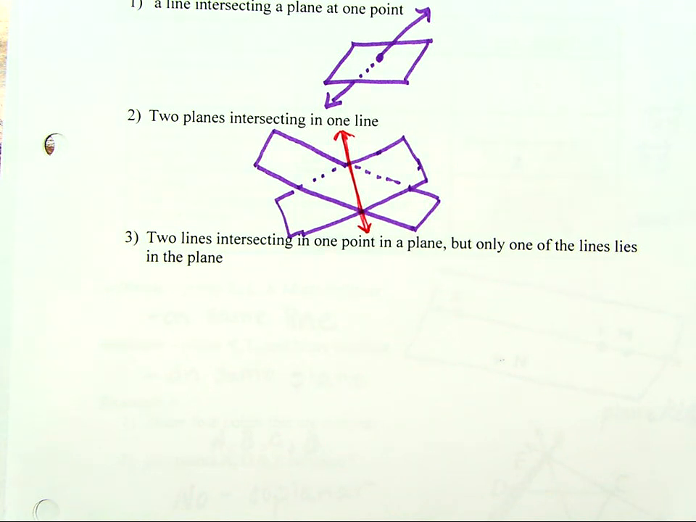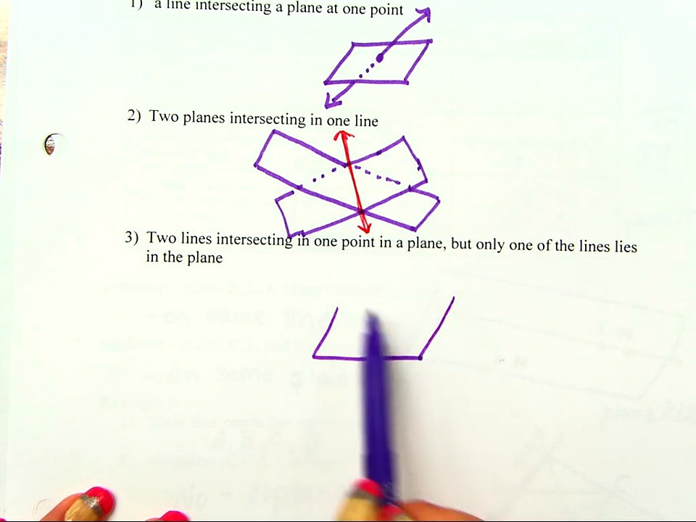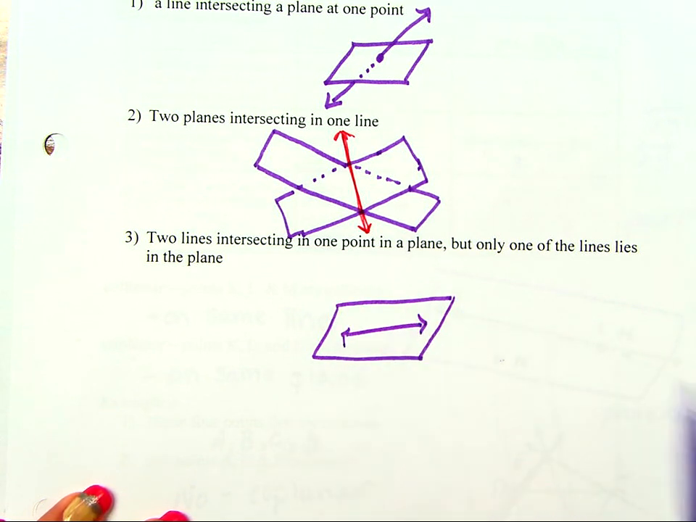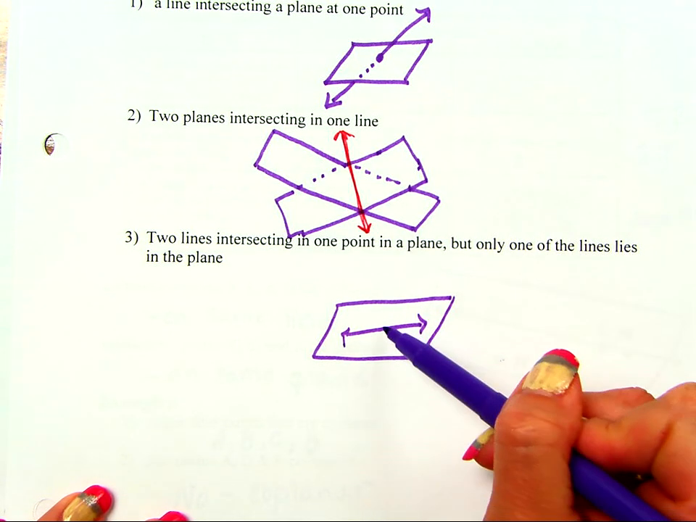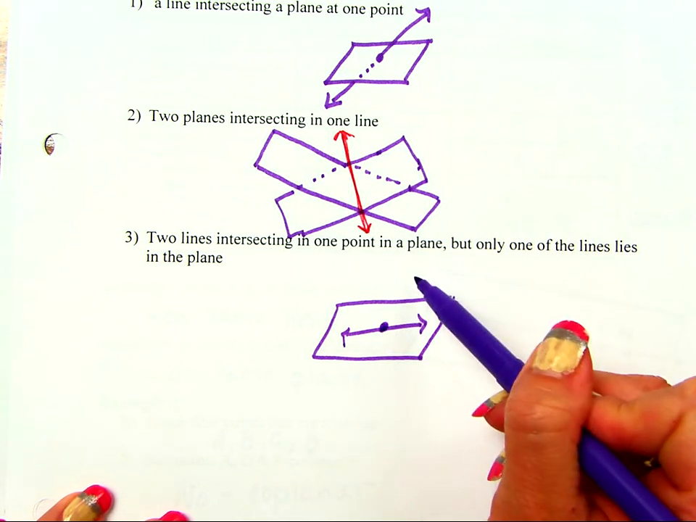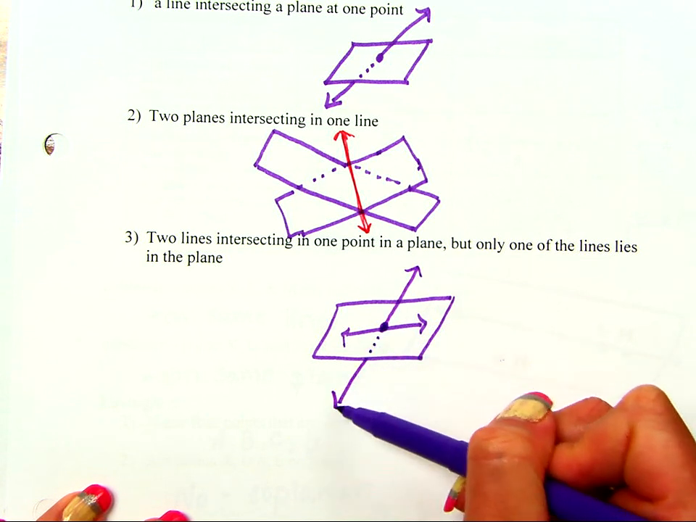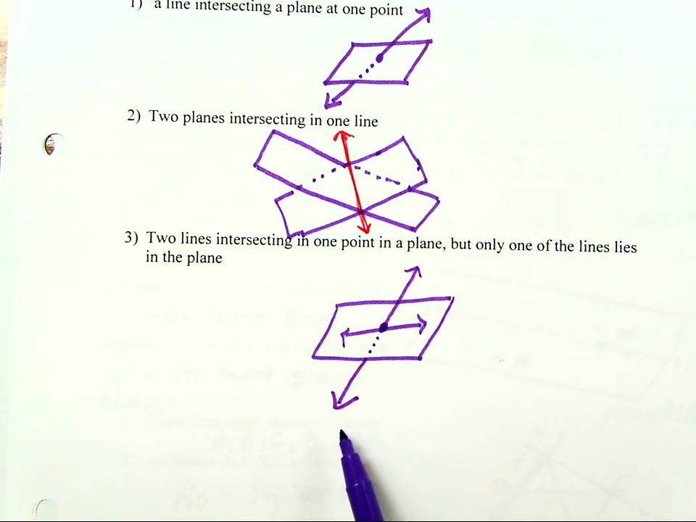And finally, number 3 asks me to sketch two lines intersecting in one point in a plane, but only one of the lines lies in the plane. So if I have my plane and only one line was on the plane, I would sketch it as so. The other line then is going to have to go through the plane, but they need to intersect. And so it's going to be similar to number 1. I'm going to sketch this through my plane with my dashed line there. And now I have two lines intersecting in one point in a plane, with one of my lines lying on the plane.